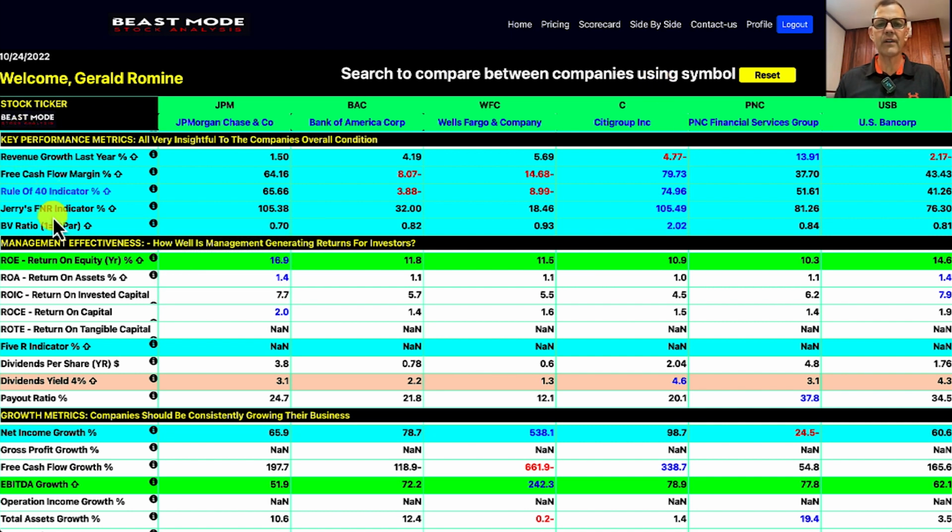And then on our book value ratio, we can also see a 2.02. It's not very often that they've got a higher book value than they do an actual stock value. So this is a really big plus for Citigroup.